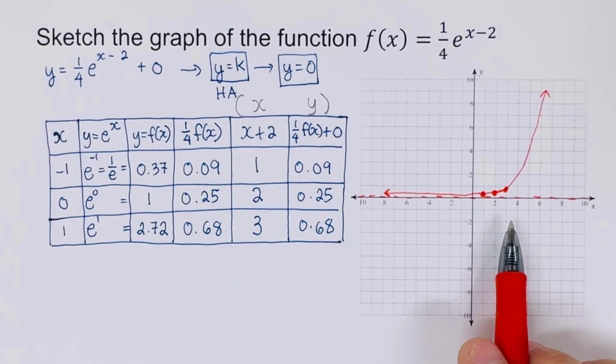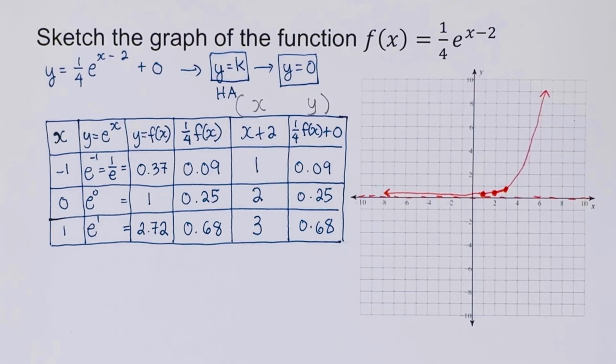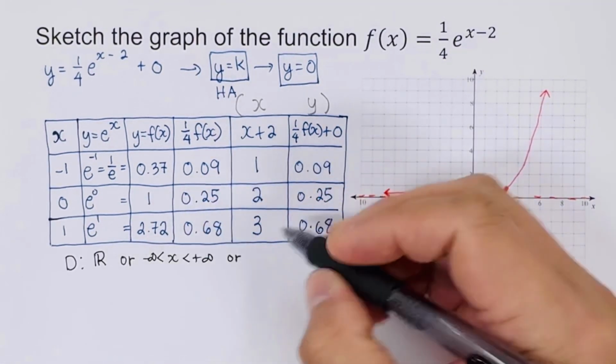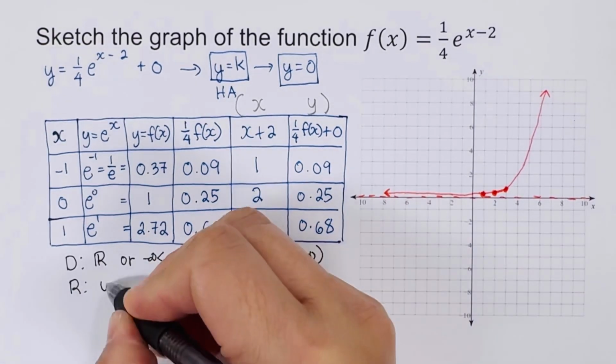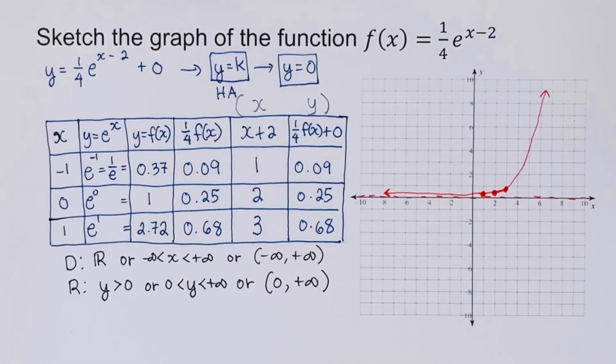So this is the graph of this function that we have up there. So we're going to go ahead and write the domain for this graph. The domain for this graph would be all real numbers. The range for this graph would be the values of y greater than 0. So these are the ways to write the domain and range for this given function that we have here. Now let's move on to the next example.